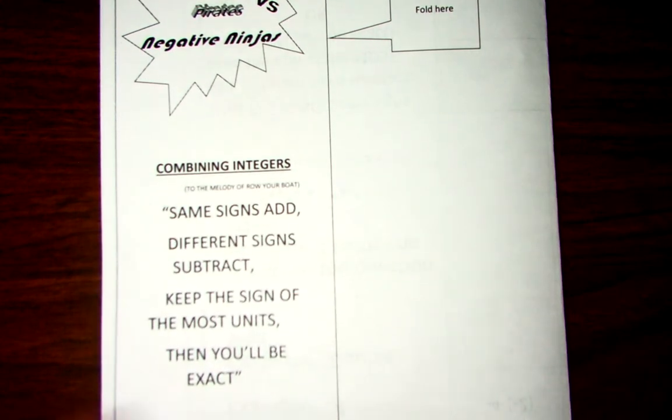Same signs you add, different signs subtract. Keep the sign of the most units, then you'll be exact.